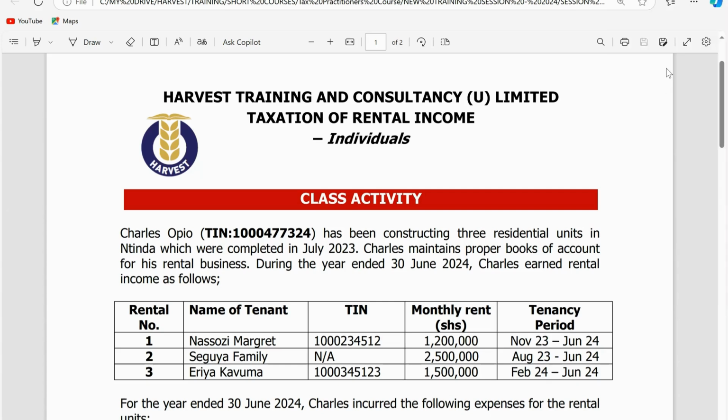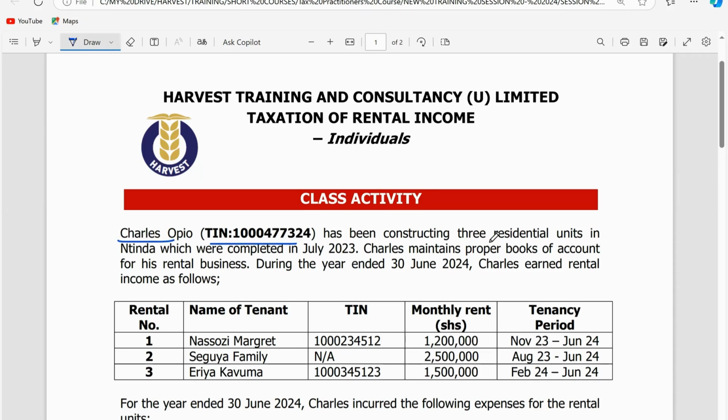So today we are going to go through what you need to take note of as you are serving your clients in this regard. Here we have an activity. We are going to navigate this practical activity on rental. And our client, who is a landlord, is Charles Opio.